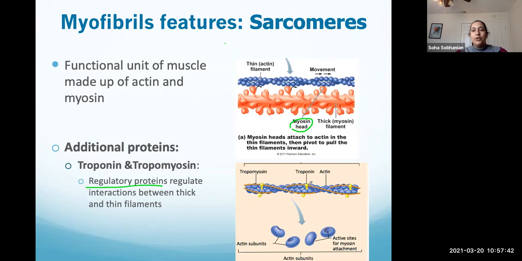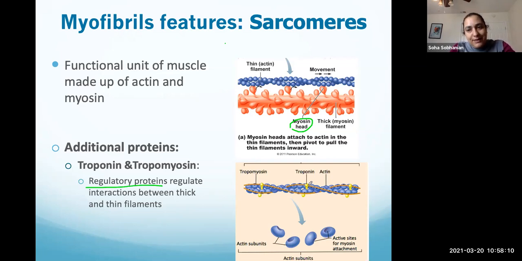So when troponin moves, so does tropomyosin. So you're basically removing that little string that you see in the picture and those yellow dots. You're moving both of those. Now, why is that important?